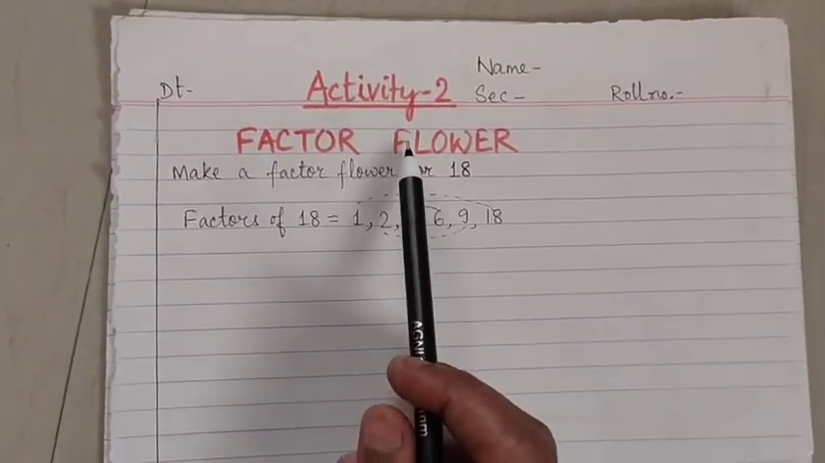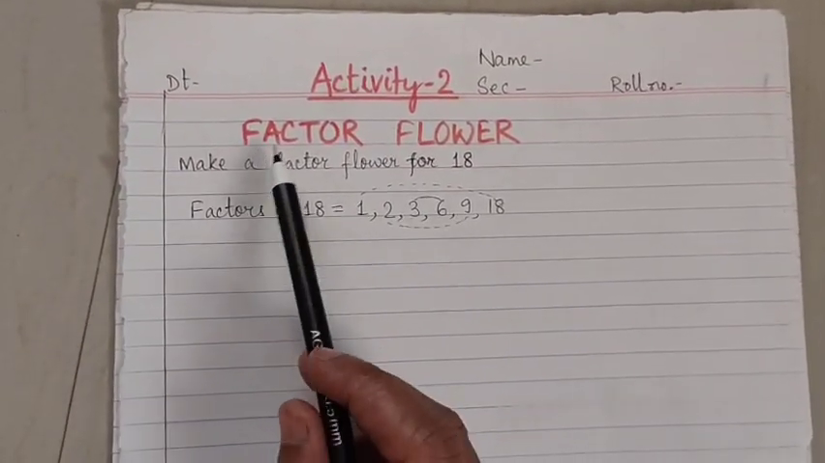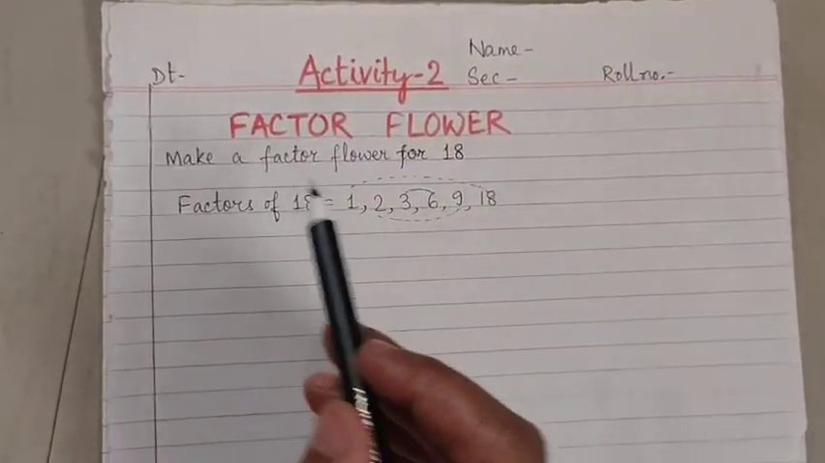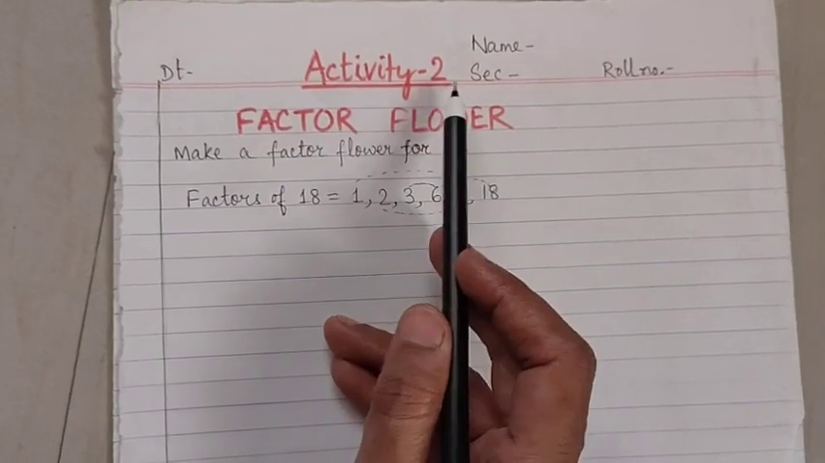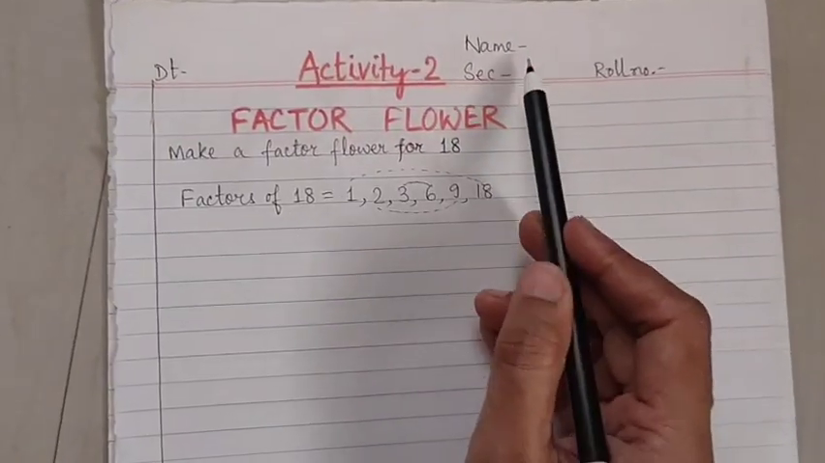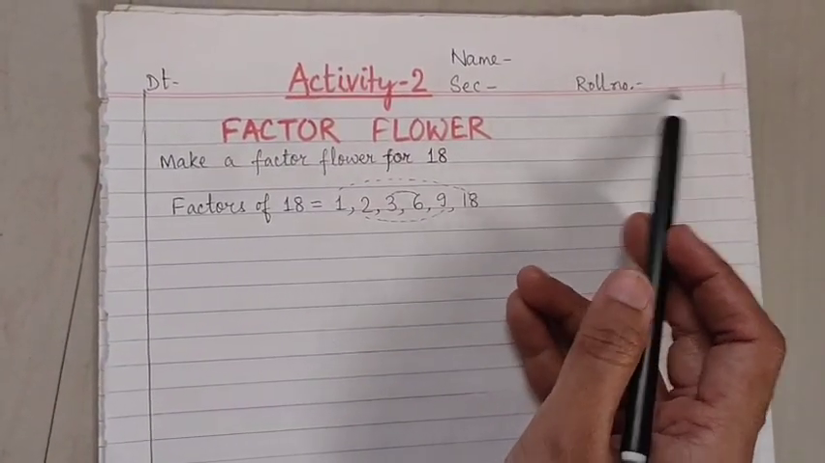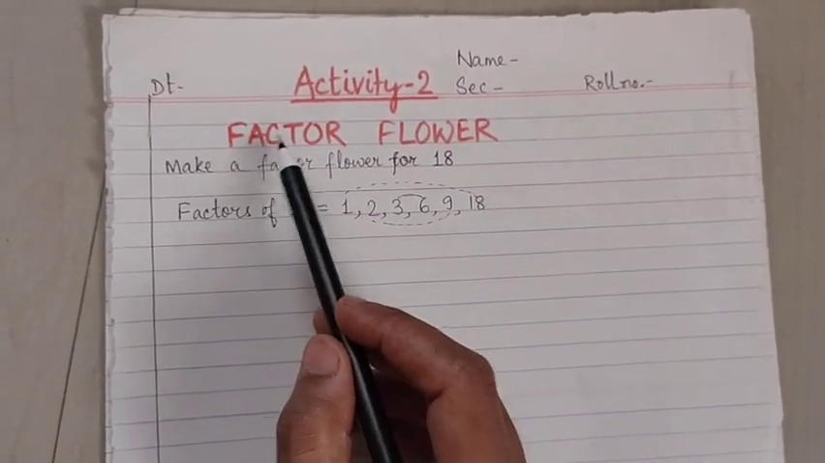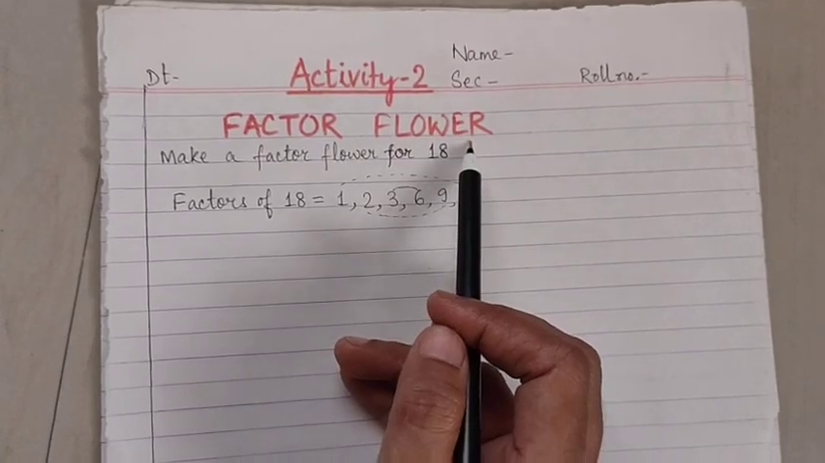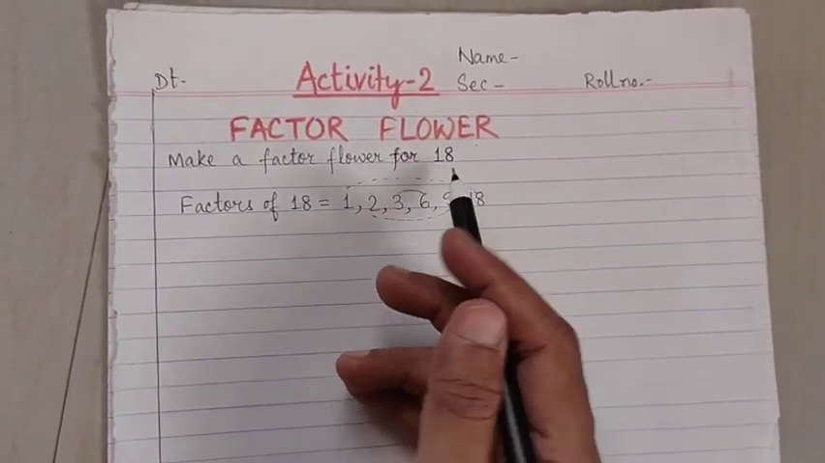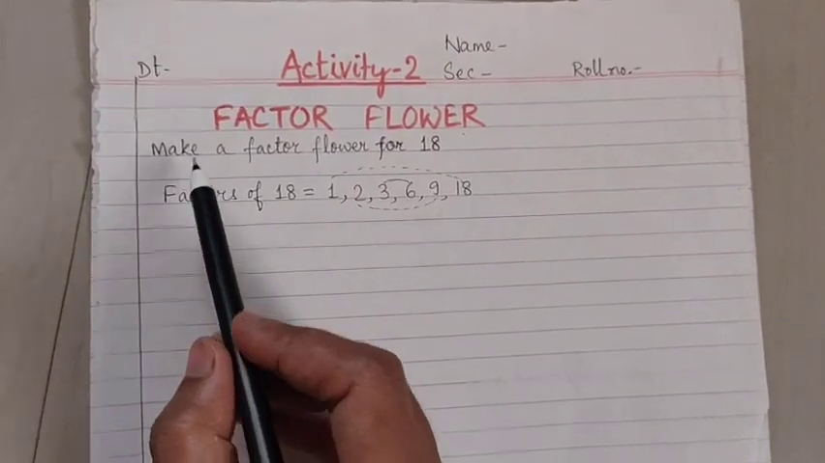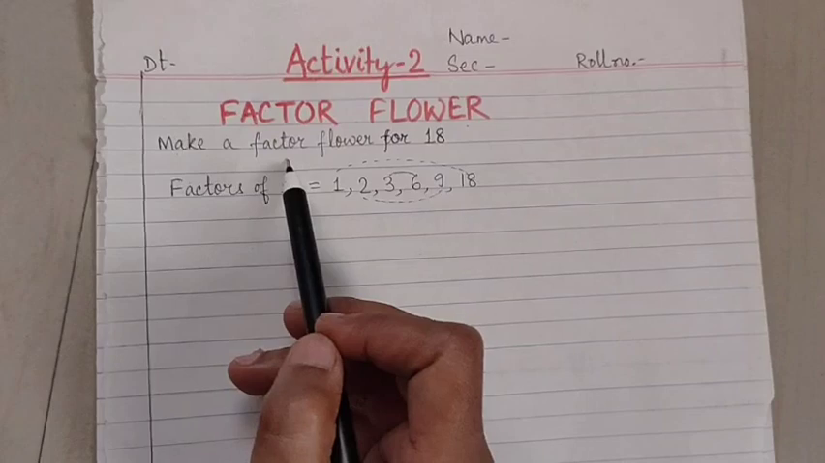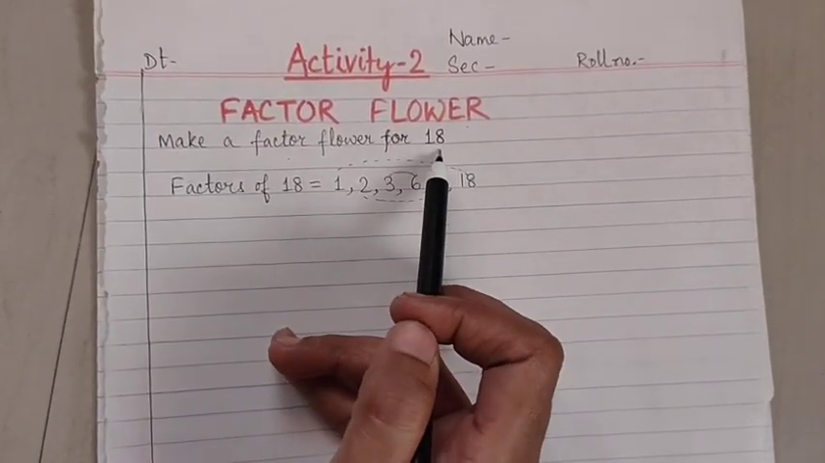Children will do another activity, which is to make a factor flower. Before starting the activity, you should give the heading Activity 2, date, write your name, section and roll number on the top of the page, and then write Factor Flower. You can use any color pen or sketch pen. The name of the activity is you make a factor flower for 18.